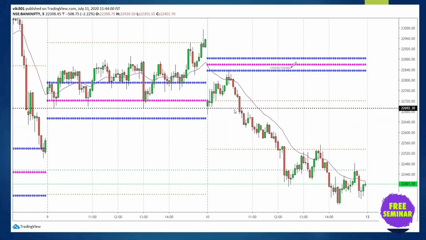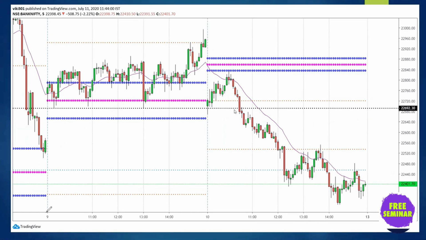For them, my answer is there is no way you will know which CPR is important, will act as a support resistance. It can be any, it can be top, it can be central, it can be bottom. Trading is not like astrology where you have to do the prediction. Whenever it comes near the CPR, be ready to take profit because it can reverse from anywhere.